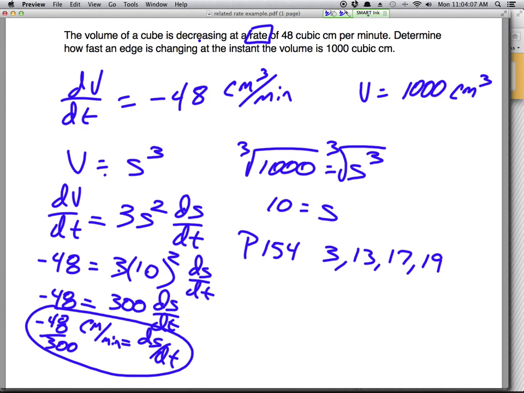And 19 says determine how fast the surface area is changing, so what do I need there? Surface area of a cube. What's the surface area of a cube? 6 s squared would be the surface area formula you need for 19. So on 13, pi r squared is your formula. On 17, 4/3 pi r cubed is your formula. And on 19, 6 s squared is your formula.